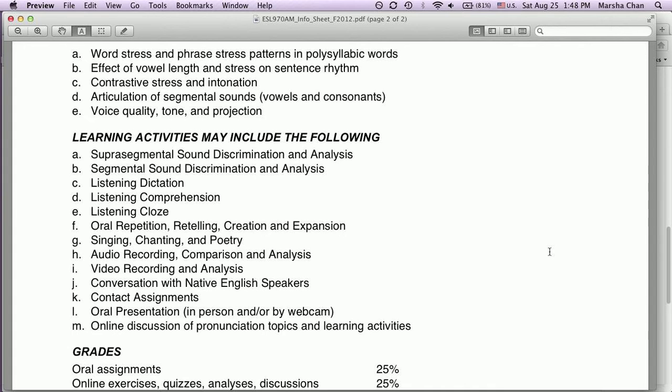We also have something we call suprasegmental. Supra means above, higher than. So that means more than vowels and consonants. That's the stuff that I want to talk about that is invisible. It's things like stress, intonation, pitch change, rhythm.